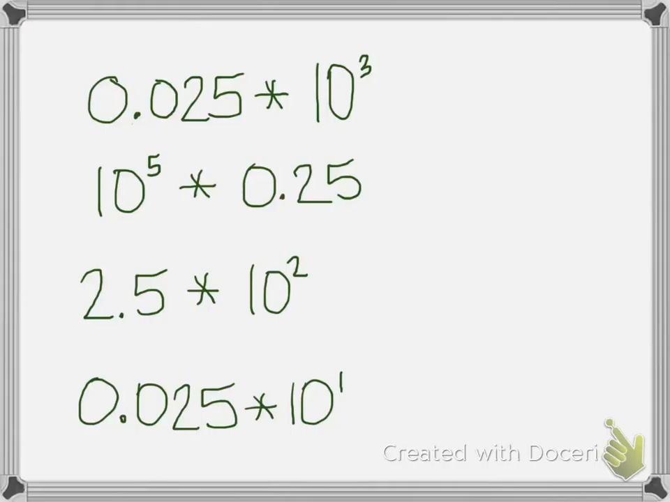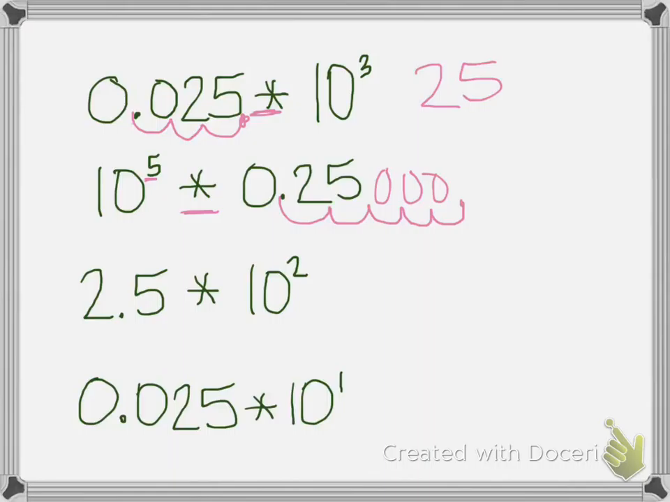Number 6 says solve. So the first one is 25 thousandths times 10 to the third. Since I'm multiplying, I move the decimal point to the right 3 spots. 1, 2, 3. So my answer is 25. B says 10 to the 5th times 25 hundredths. So again, I'm multiplying. So I move the decimal to the right 5 spots. 1, 2, 3, 4, 5. And then I add zeros where they are missing.